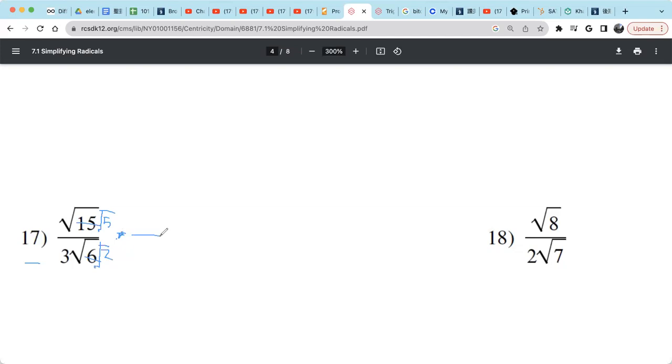Then we want to rationalize the denominator. We multiply by square root of 2 over itself. Basically, we're multiplying by 1, right? Something divided by itself is 1. Now the numerator is 5 times 2 under the square root, square root of 10, which cannot be simplified because 2 and 5 are prime numbers. The denominator will have 3 times 2, which is 6. So square root of 10 over 6, or 1 over 6 of square root of 10. Let's see 18.